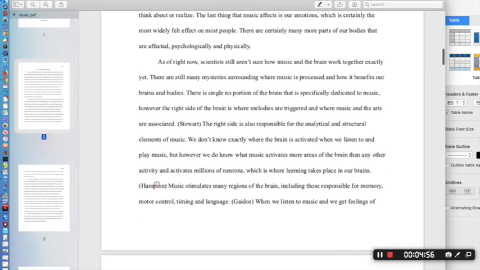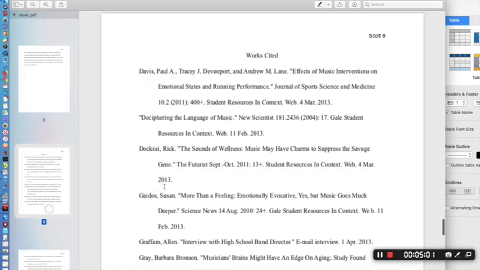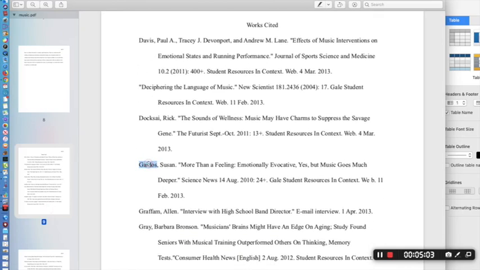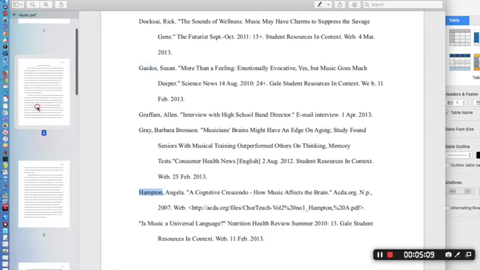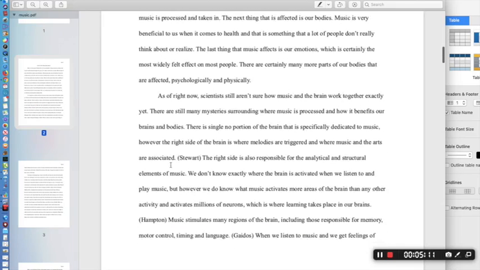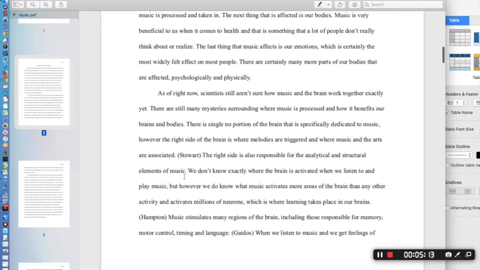We're seeing Hampton. We're seeing Guidos. Let's see if those are there in the works cited page. A, B, C, D, E, F, G. Okay, there's Guidos. And there's Hampton. So we can find out where these came from. We can find out more information about those sources if we want. The point is they are cited correctly. Those are authors' last names that are cited here.